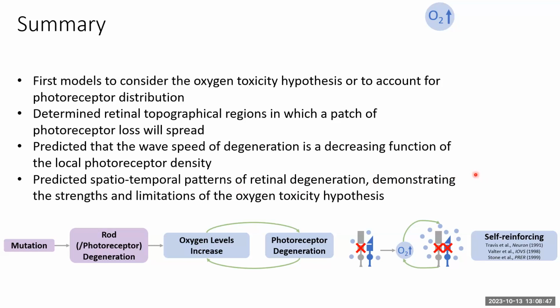On the one hand, the hypothesis is strong insofar as it's shown to be sufficient to recapitulate some of the patterns that we saw. But actually, I think more interestingly, it shows that there are some patterns of degeneration which are theoretically inaccessible to that mechanism, demonstrating the necessity of other mechanisms being at play there.